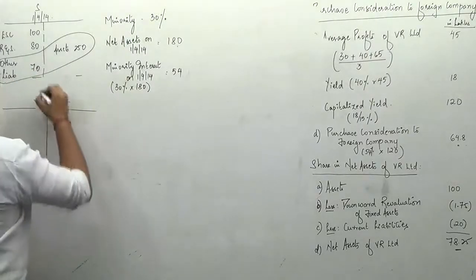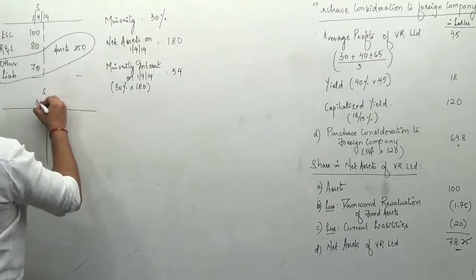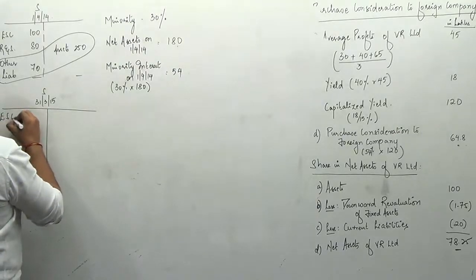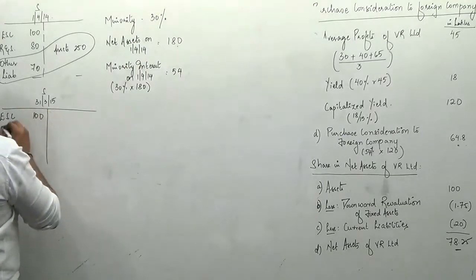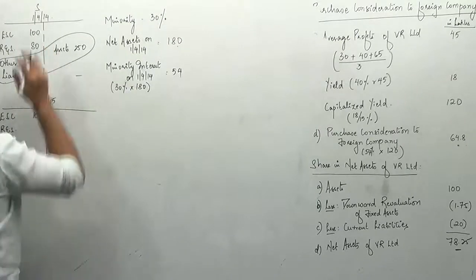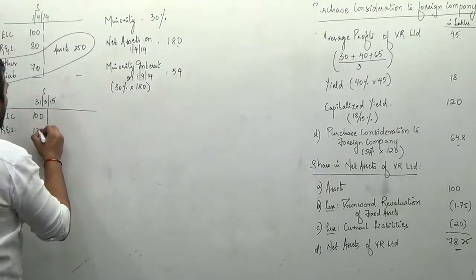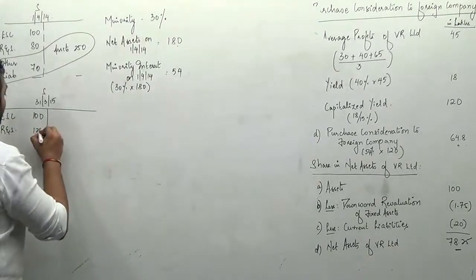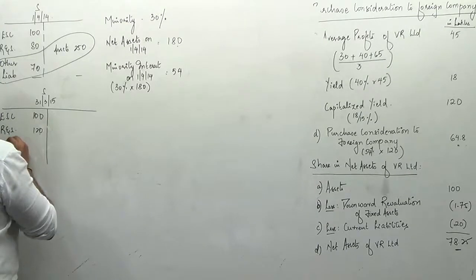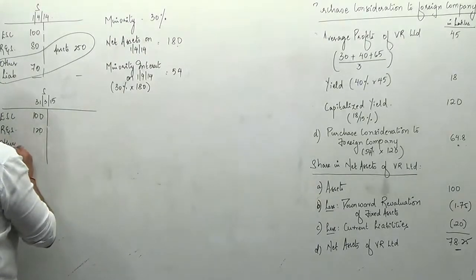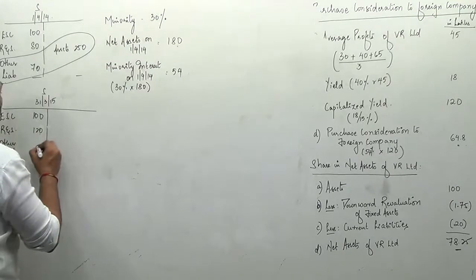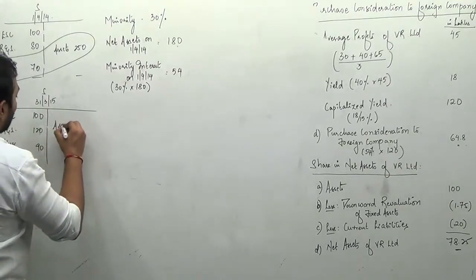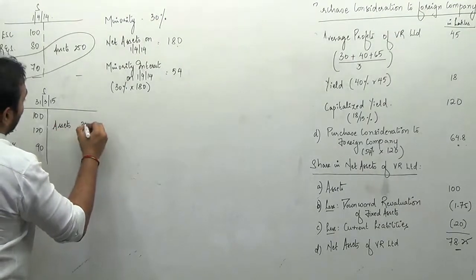Let's say a subsequent year, that is the year ending 31st March 2015, the company recorded some profits. Let's say equity share capital was 100. My reserve and surplus, let's say we have added some profit, I'll make it as 120. And I have other liabilities. Let's say my other liabilities are about 90. And I have assets of 310.